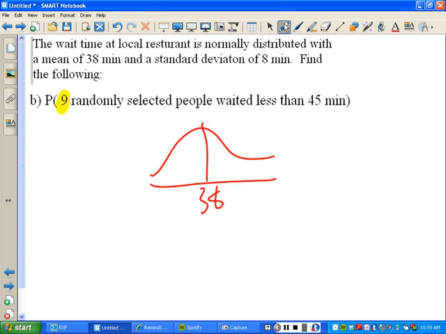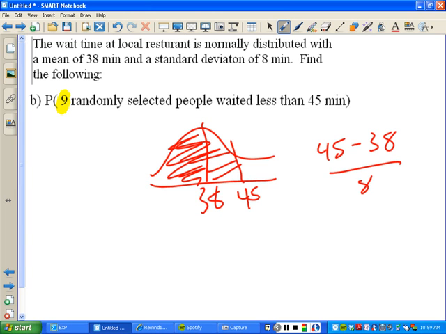Now, you waited less than 45 minutes. My goodness, that's a lot. So, we're here. So, we're going 45 minus 38 divided by 8 over square root of 9. So, that's going to be ultimately equal to 7 divided by 8 over the square root of 9, 21 over 8, which is 2 5/8. So it's 2.625.